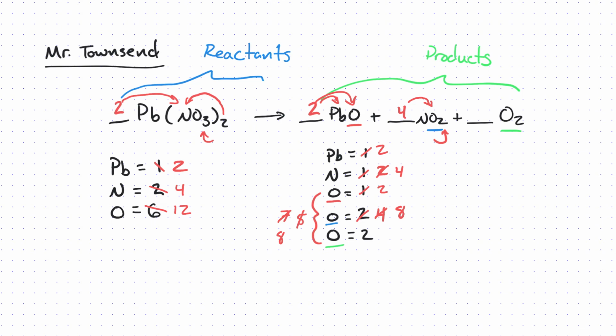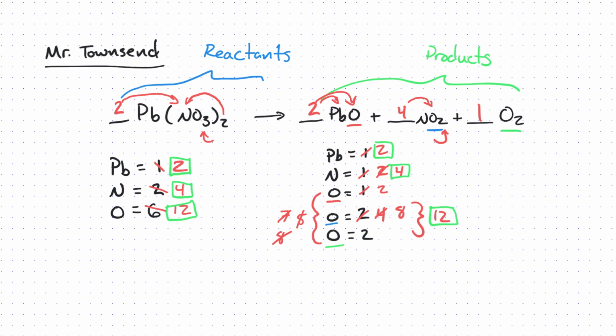So let's go ahead and reassess our tallies here. I have 2 leads on each side. I have 4 nitrogens on each side. And now with this 8 here, 8 plus 2 is 10, plus 2 is 12. My new total of oxygens is actually 12. And that matches the 12 over on this side. This is our balanced equation, with of course our 1 set of oxygens over here.